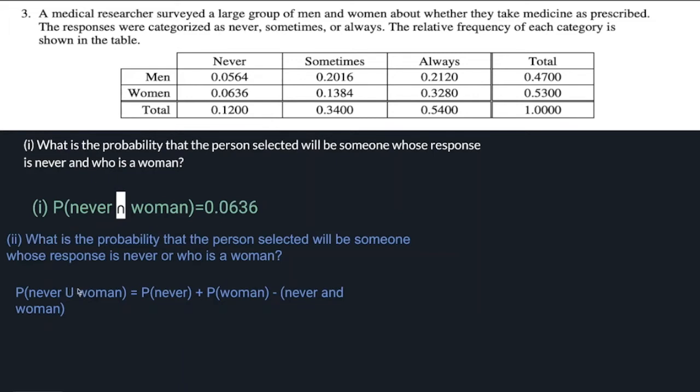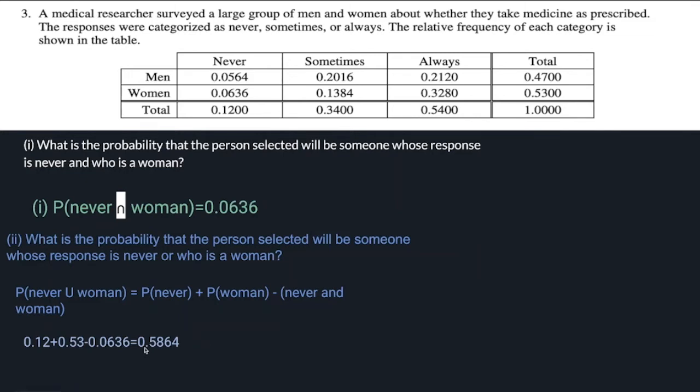Our formula for doing that is taking the probability of never, that someone never takes medicine as prescribed, which is 0.12, and adding that to the probability of women who take it as prescribed, which is 0.53. But the only thing we have to do in addition is subtract the probability of both never and woman, and we get our answer, 0.5864.